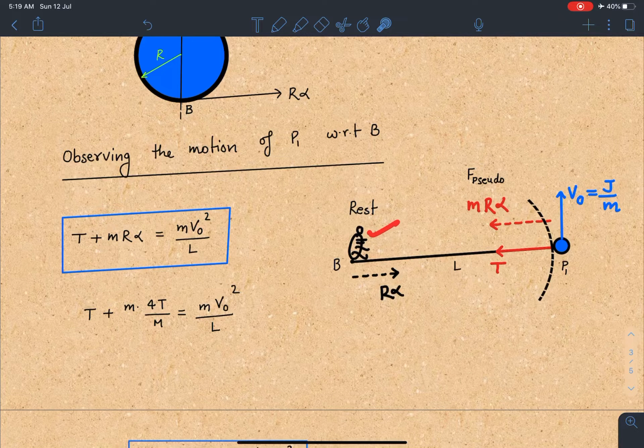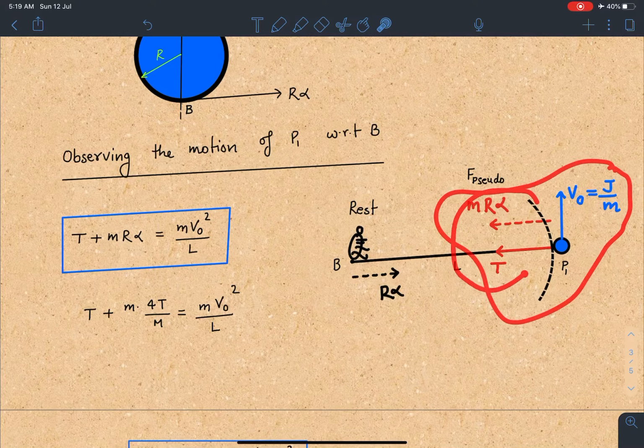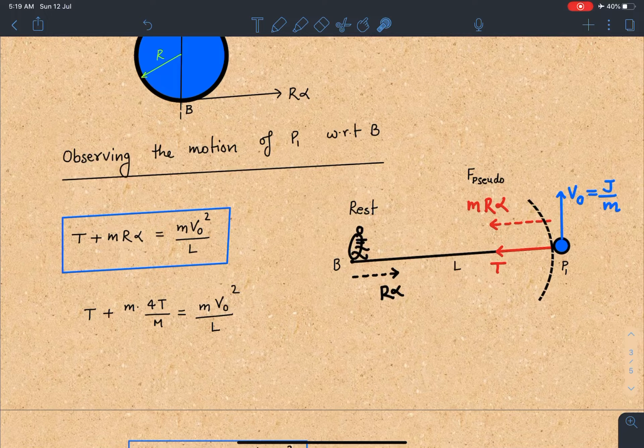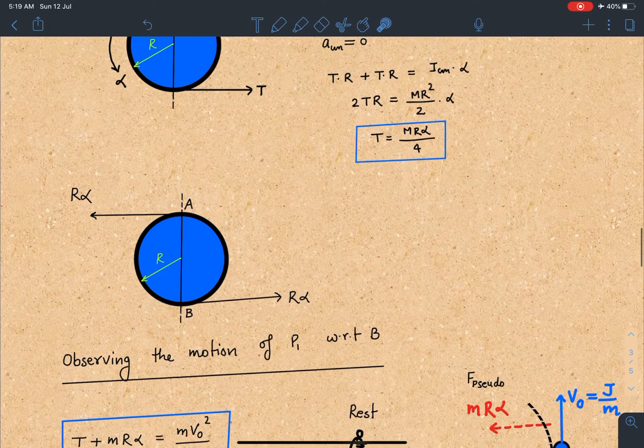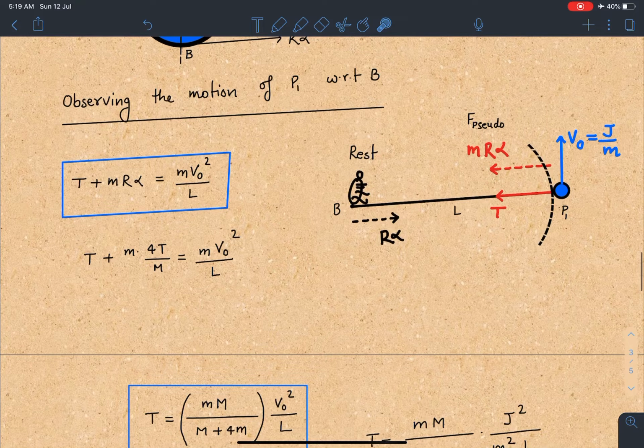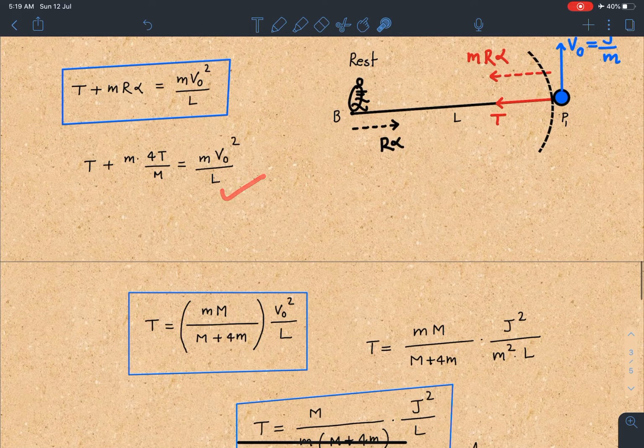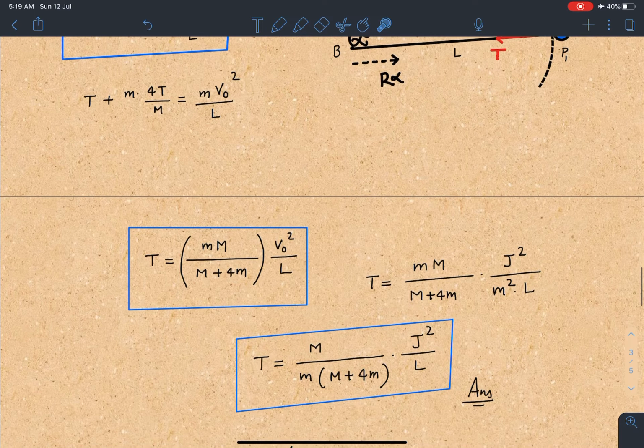Now according to this observer at B, he will find that at this very instant, particle is following this circular trajectory, and if that happens, then I can write net force towards the center is equal to mv square by r, where r is the radius of that circle, which is L in this case. So here my equation will become T plus m r alpha is equal to m v square by L. Now substituting the value of T from the previous one, here basically I'm eliminating r alpha. So on substituting this value here, I am going to get tension as M m by (M plus 4m) times v naught square by L.